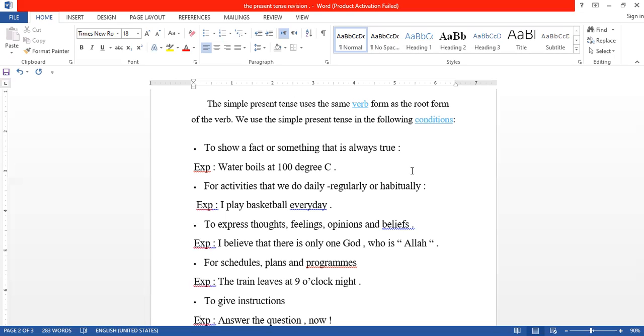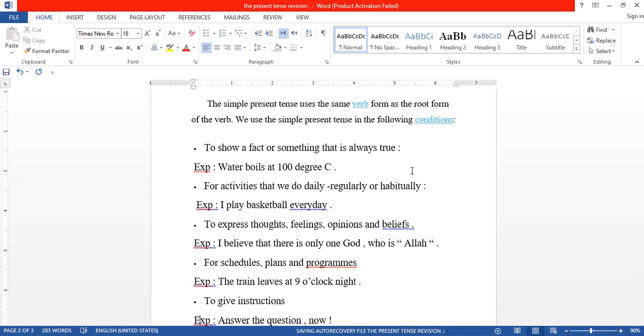Yes. That's why we say that we use the present simple to show a fact that is unchangeable, always true. It's scientific. Nobody can deny it.